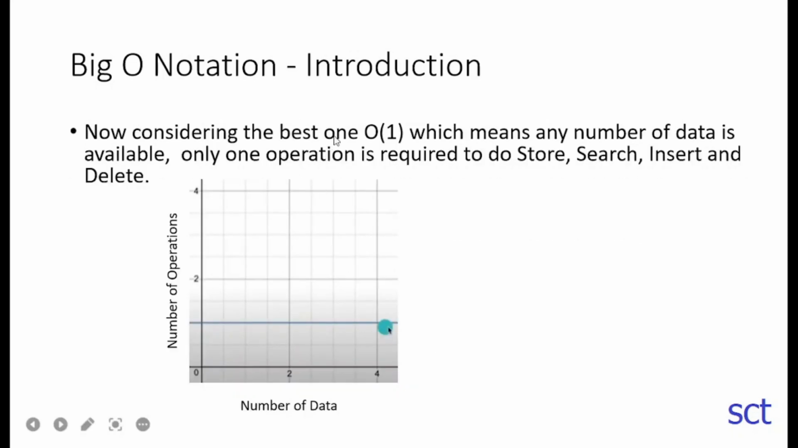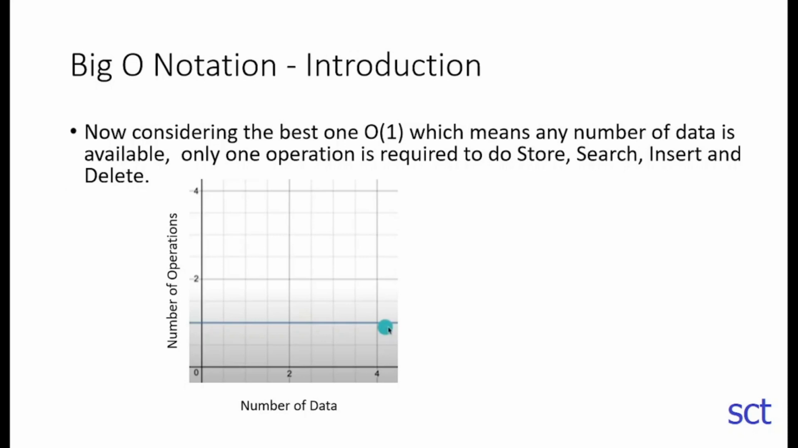Now considering the best one, O of 1. If we say O of 1, it means that however much data is available, only one operation is required to store, only one operation is required to search, only one operation is required to insert, or one operation is required to delete.